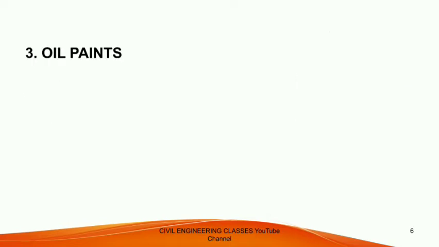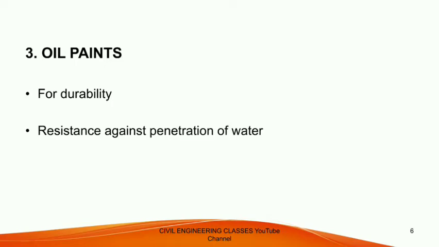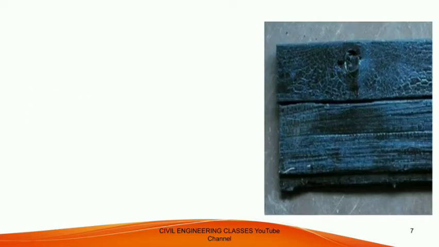Next one is oil paints. Oil paints are majorly used for durability purposes. They also prevent the penetration of water into the timber. The timber should be well seasoned before using oil paints. Otherwise, the sap will be trapped inside the voids of the timber and later on it will lead to decay.